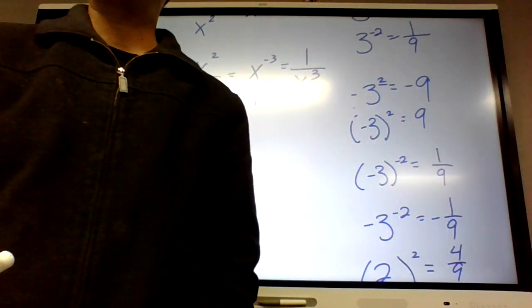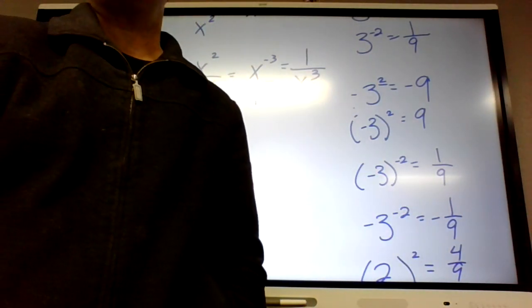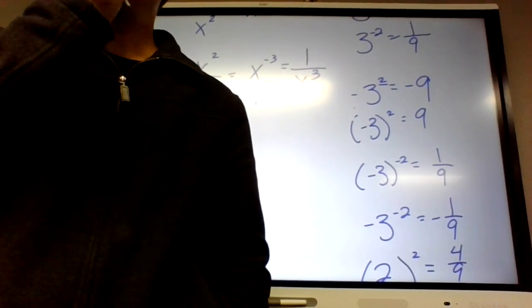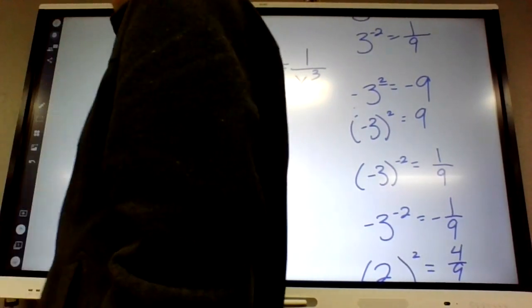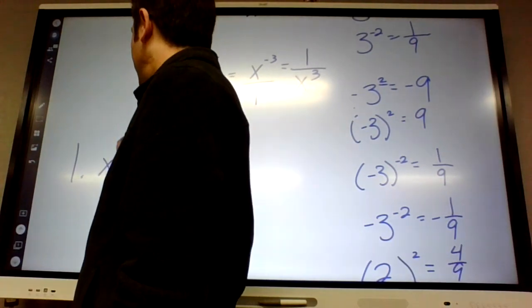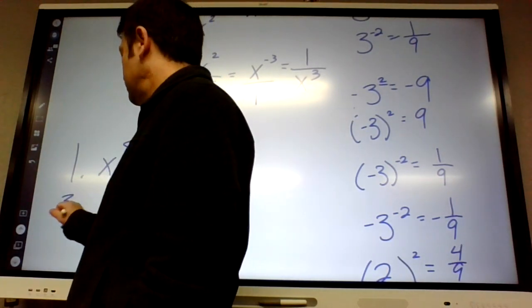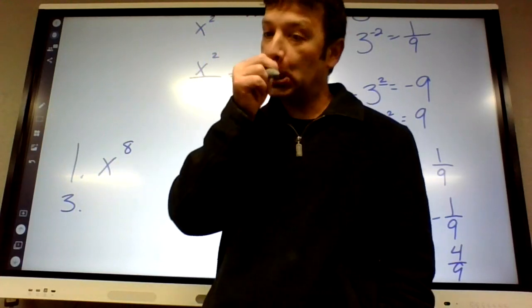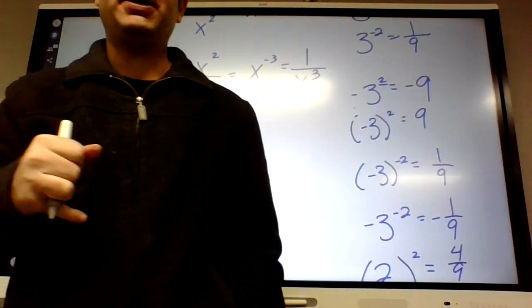Okay, number one, since we kind of already did this stuff, I'm going to go ahead and start asking you guys. Does anybody want to volunteer? All right, Paxton, number one. X to the 8. Right, just add them together. I guess we'll go Sarah and then we'll go clockwise.